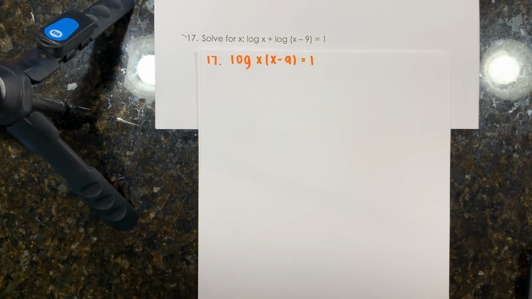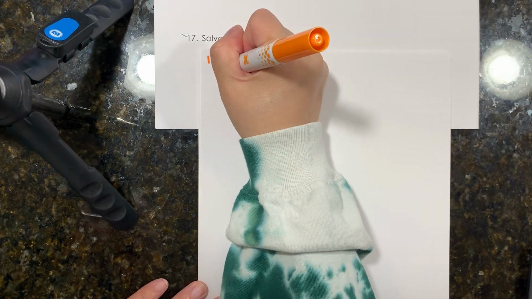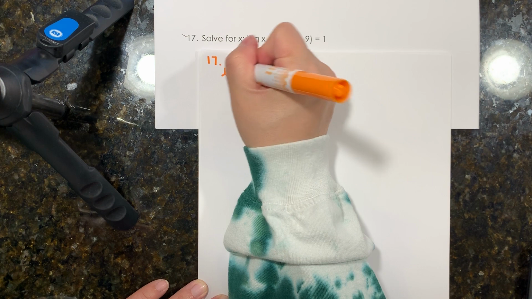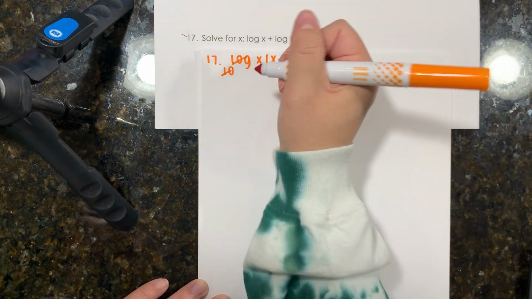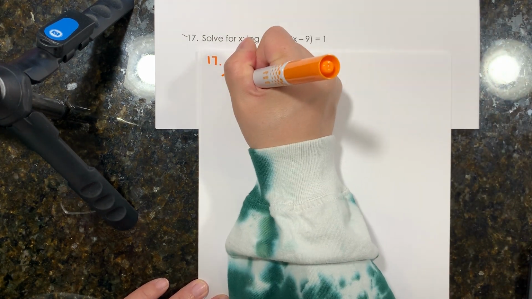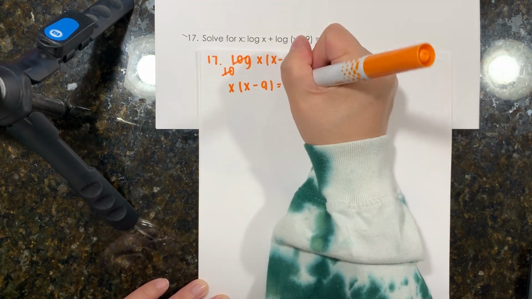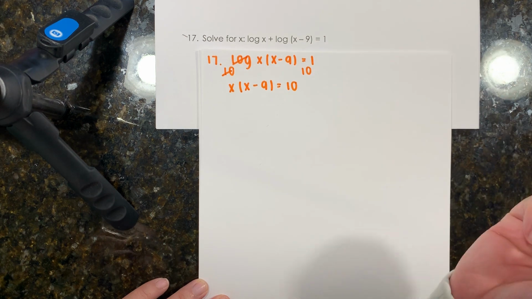Now you're probably thinking, how do I get rid of the log because there's no base? Well, anytime there's a log with no base, the base is assumed to be 10. So I'm going to raise both sides to the power of 10. That would cancel out my log on the left side. And on the left side, I'd be left with x times x minus 9. On the right-hand side, I would have 10 to the 1, which is just 10.